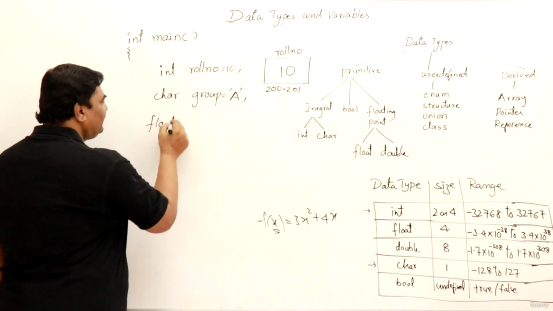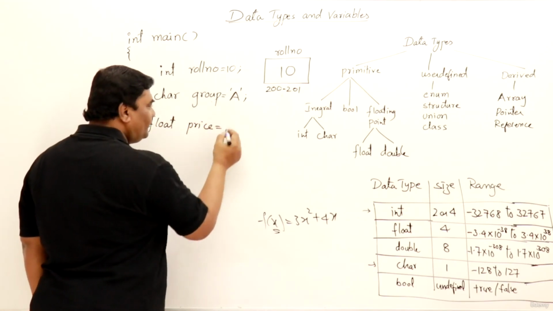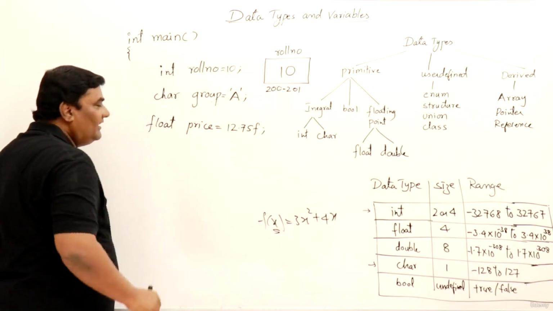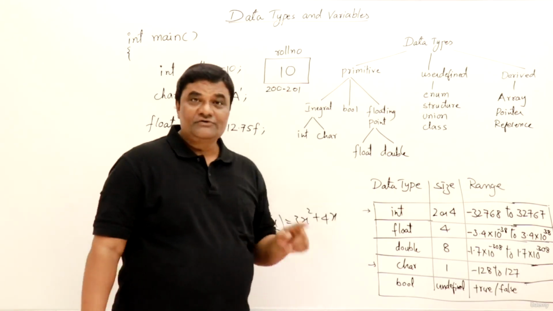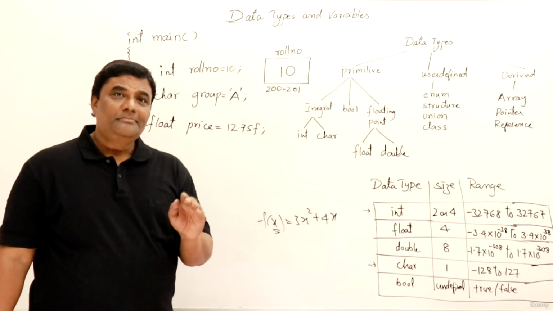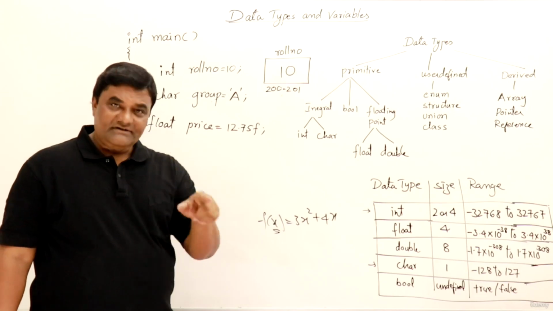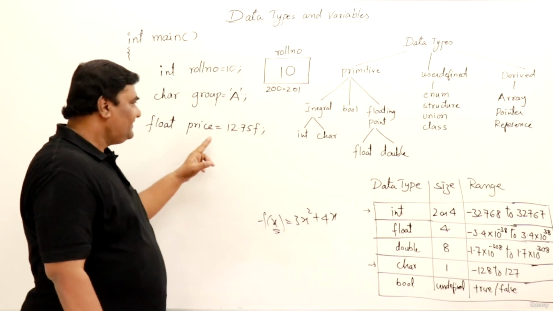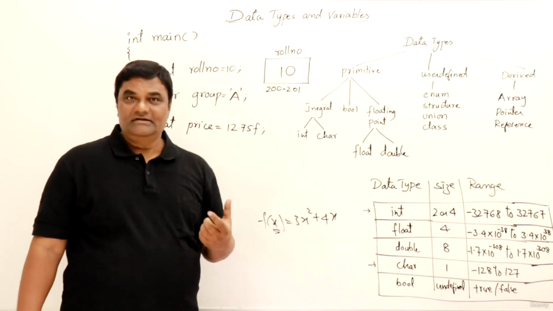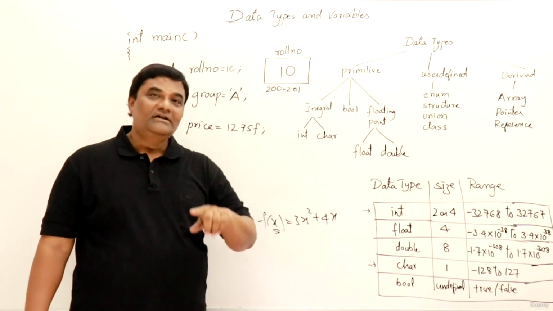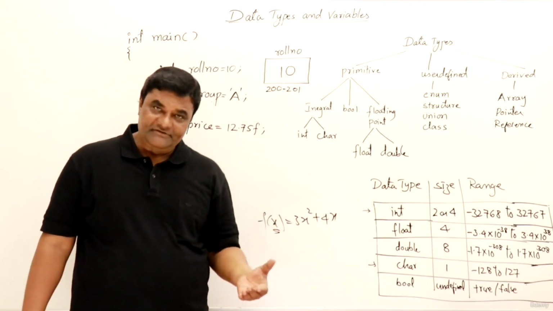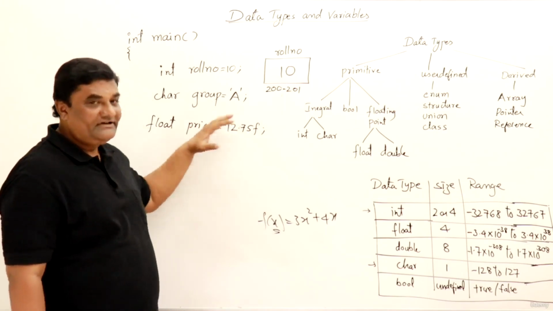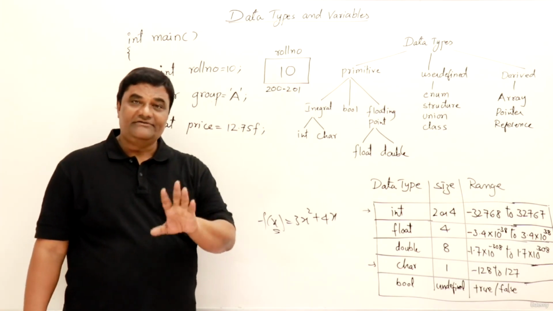So float data type and it is price, and I want to store $12.75, and better write F here. After the float number, you should write F to show that it is float. Though it is not compulsory, it is better if you write F. Otherwise, if you don't write F, it will assume it is double. By default, if you write any decimal number, it will be taken as double, right? So if you want to write float, then better write F. Even if you don't write F, it's not an issue here. It will understand that, okay, you are declaring float, so it will take it. Otherwise, at other places, you have to write F.